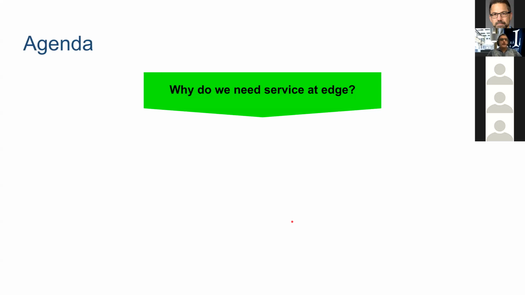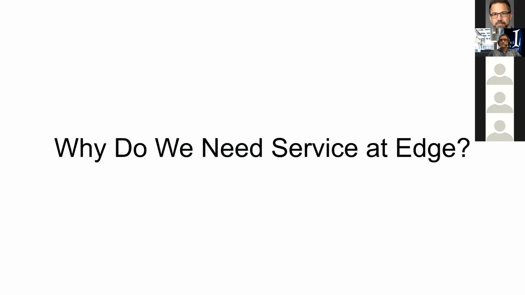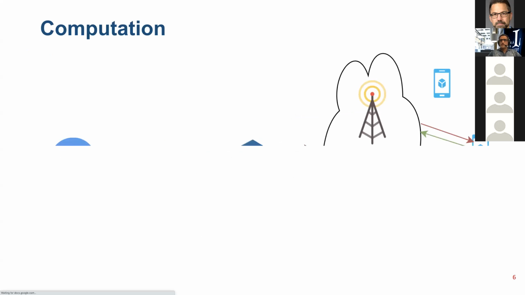Okay. Mainly, I'm going to talk about three different parts. At first, I'm going to talk about why we need services at the edge, basically, and then how 5G is going to help us deliver those services, and how we can integrate edge computing in 5G architecture. So why do we need services at the edge?